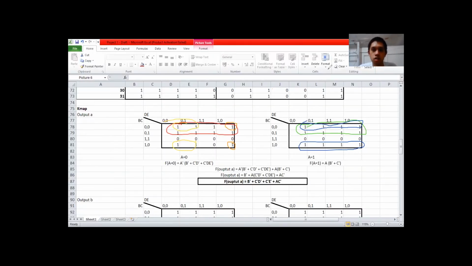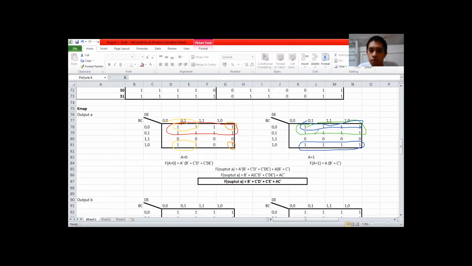Therefore, the logic function will become A prime, C prime, D, and E prime. So that is the logic function for this part, wherein the literal A is equal to 0. So moving on to this second part, wherein literal A is constant, which is 1.